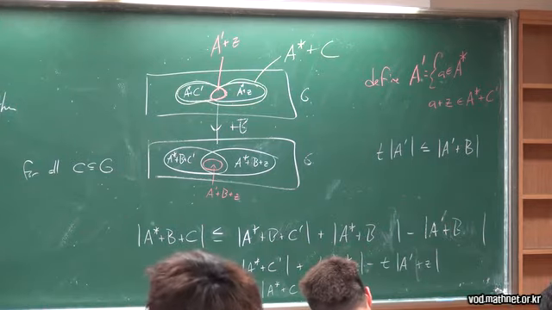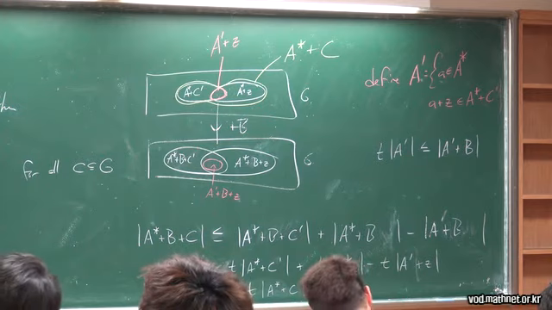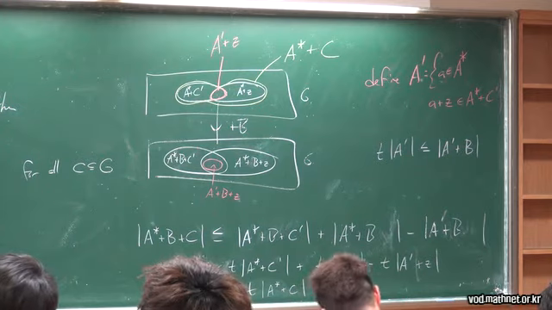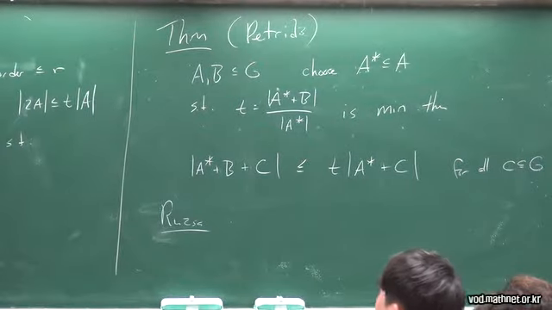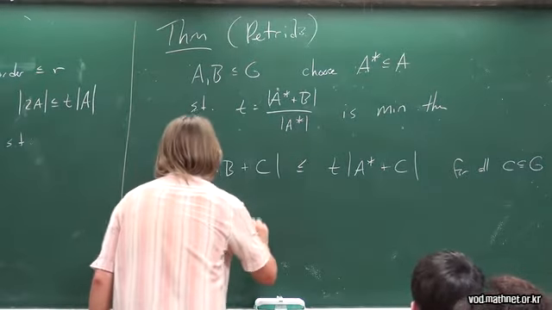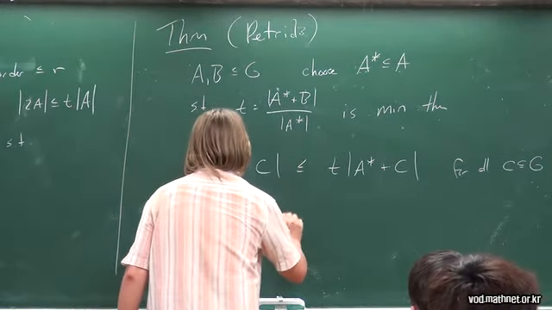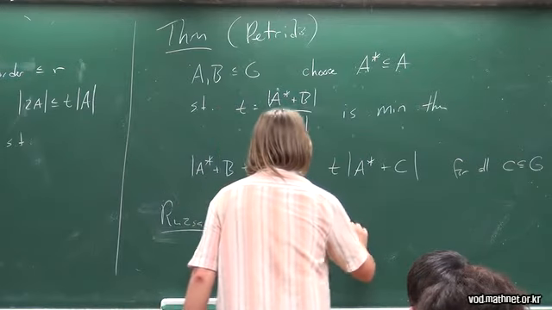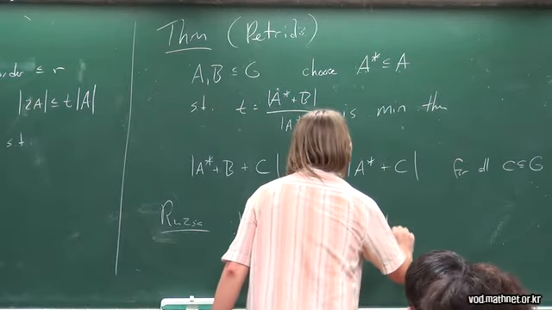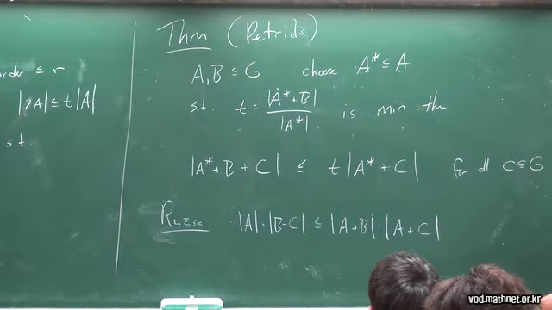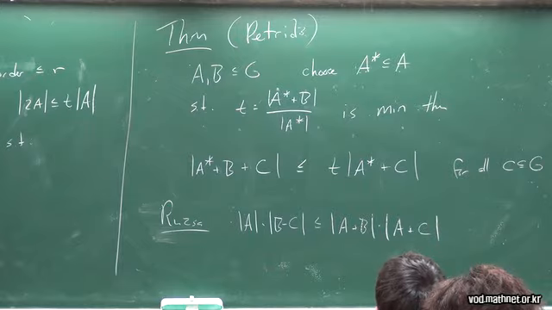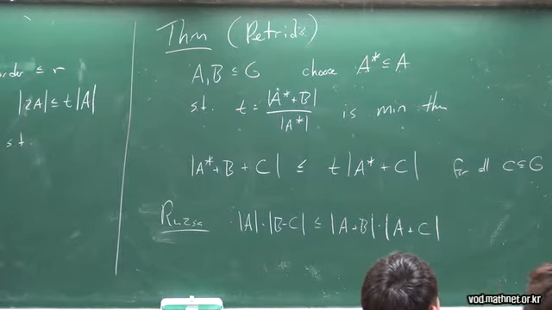Now I need a real cute little fact due to Ruzsa, and this is called Ruzsa's triangle inequality. And this says that the size of A times the size of B minus C is always at most the size of A plus B times the size of A plus C. I didn't quantify that here, but I'm assuming now that A, B, and C are all finite subsets of some abelian group G.